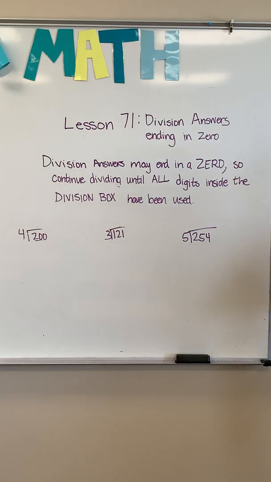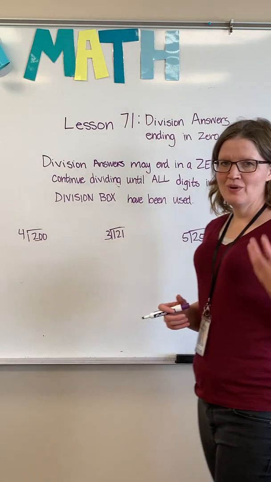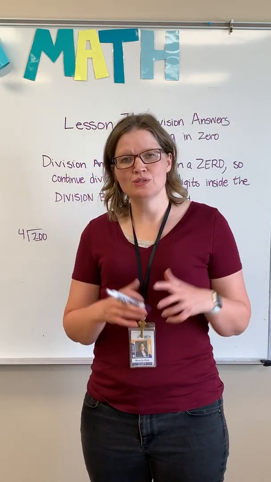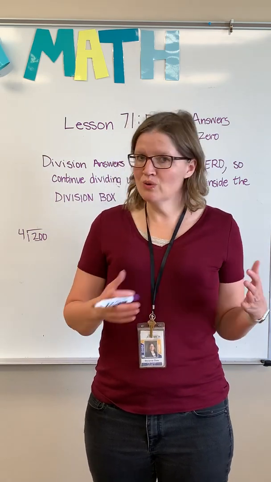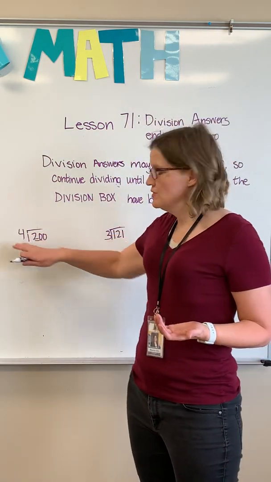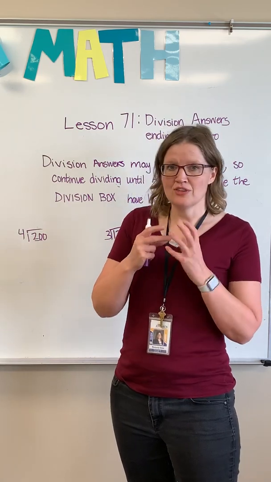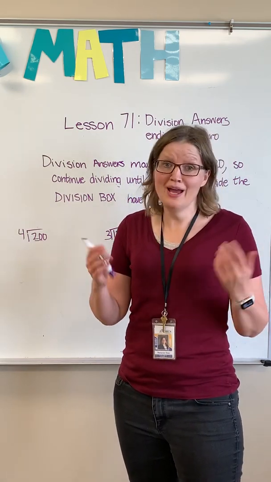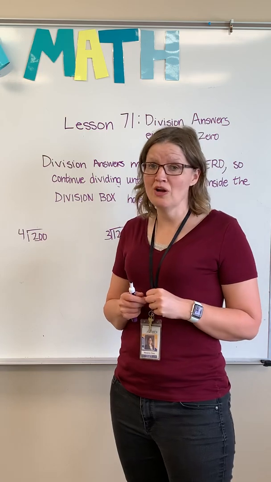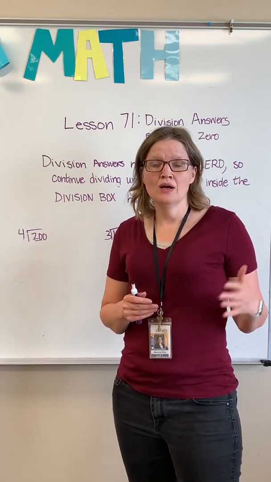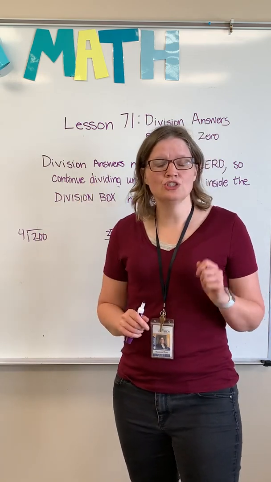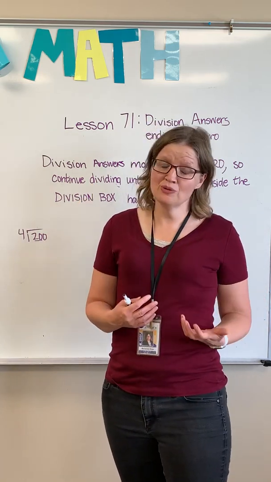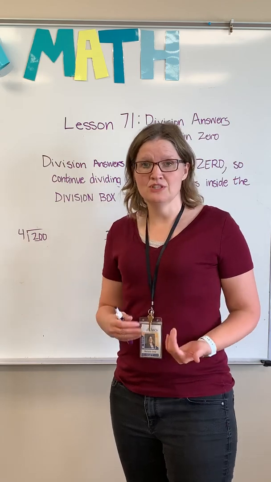Welcome to lesson 71, division answers ending in 0. The first thing that we need to talk about is what we do in situations in division where we really can't divide using our divisor. Generally it happens when the number is too small and we just cannot divide. Let me give you things that you need to have in your notes, and then I'll show you some examples of situations that happen like this in division.